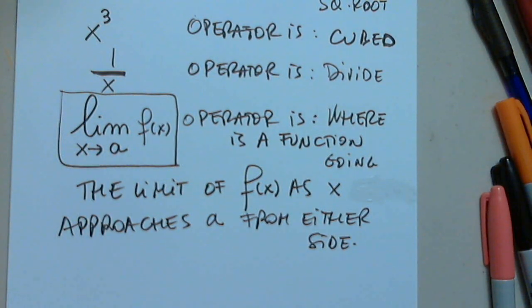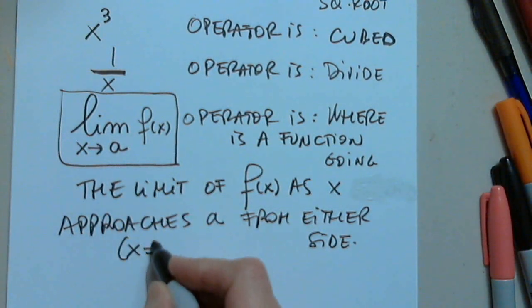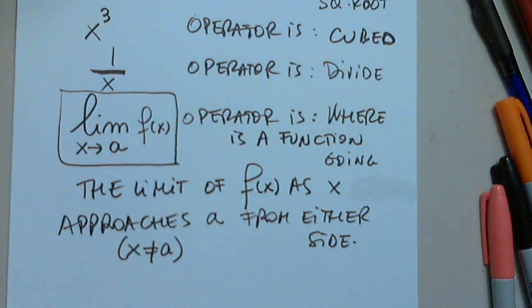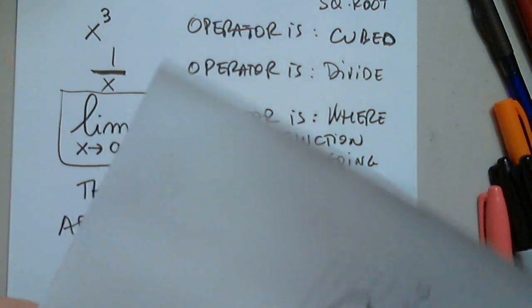When we say x approaches a, we really mean it. I will also put in parentheses, x does not equal a. When we say approaches, we mean approaches. It does not equal a. Why is this important? Because calculus is based on it. And you'll see why.